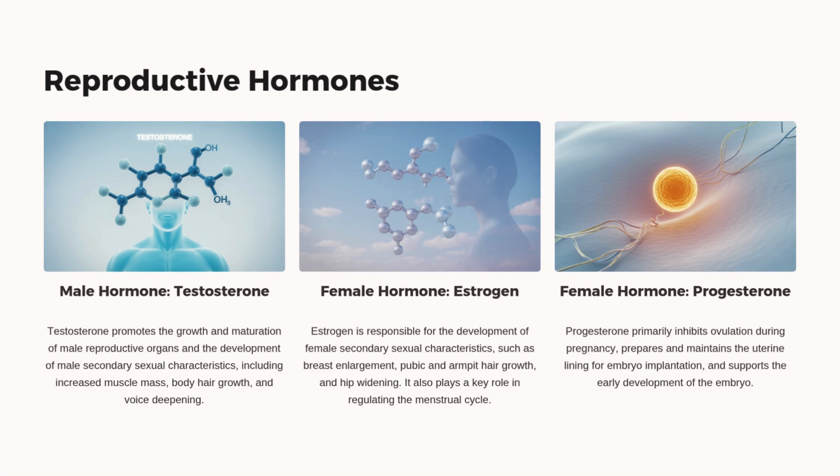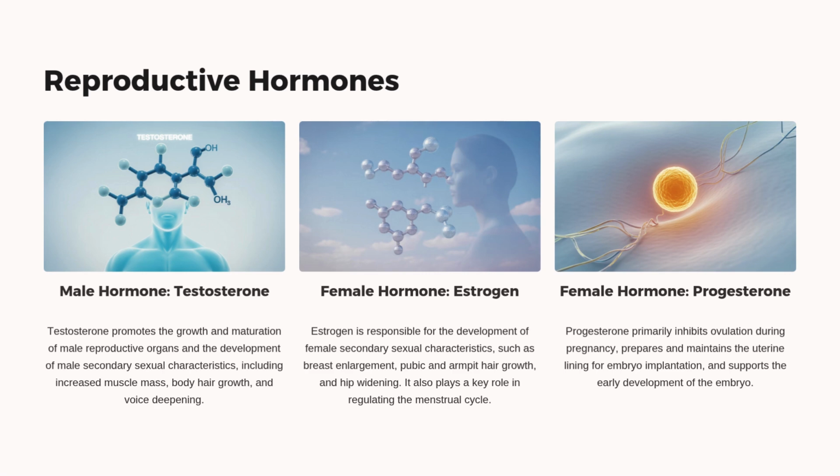Female hormone, estrogen. Estrogen is responsible for the development of female secondary sexual characteristics, such as breast enlargement, pubic and armpit hair growth, and hip widening. It also plays a key role in regulating the menstrual cycle. Female hormone, progesterone.